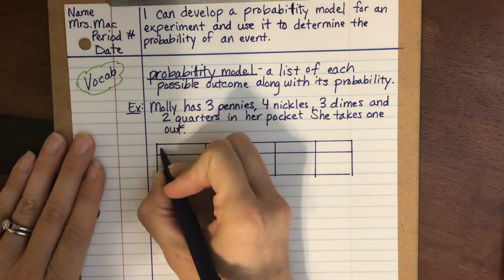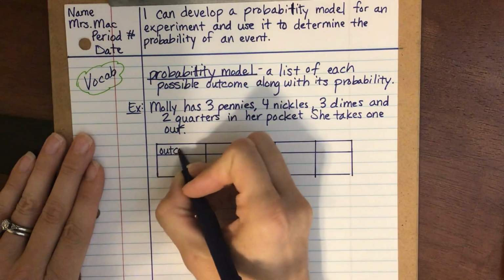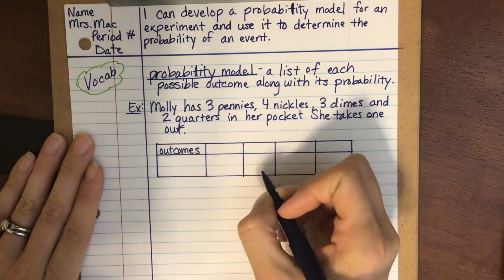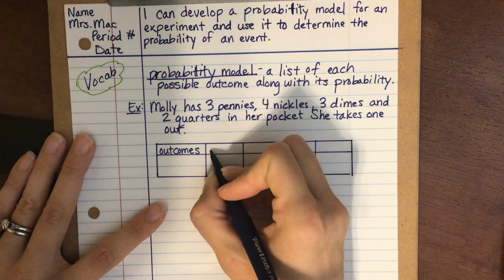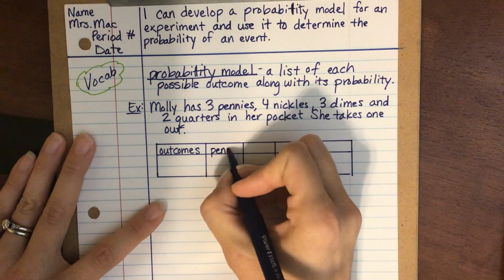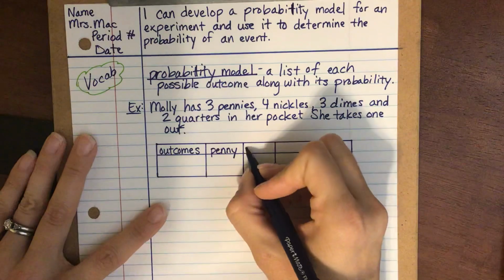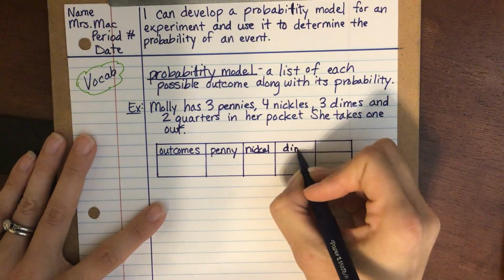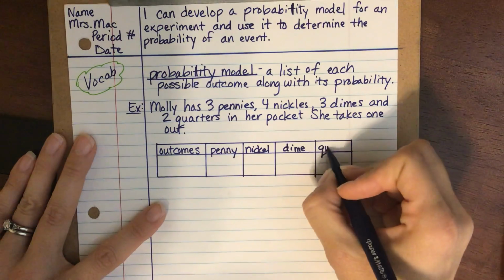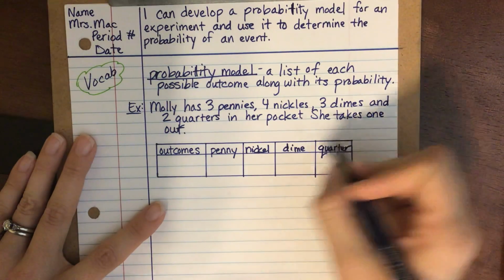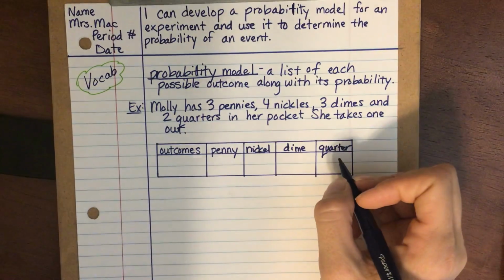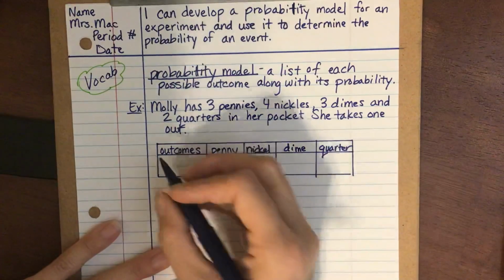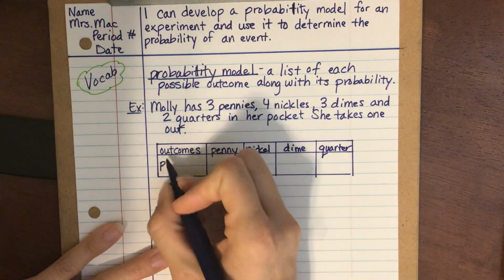So what we're going to do is list all the possible outcomes across the top. Okay, so one outcome is that you draw out a penny. One outcome is a nickel. One is a dime, and one is a quarter. So those are the 4 possible outcomes. If we were writing out a sample space for this, then this right here on top would be our sample space. And now we're going to find the probability.